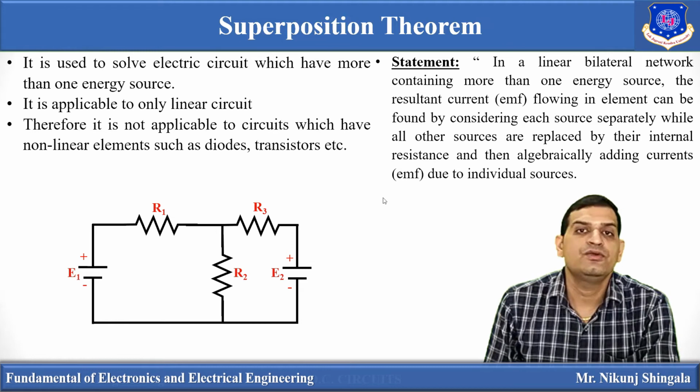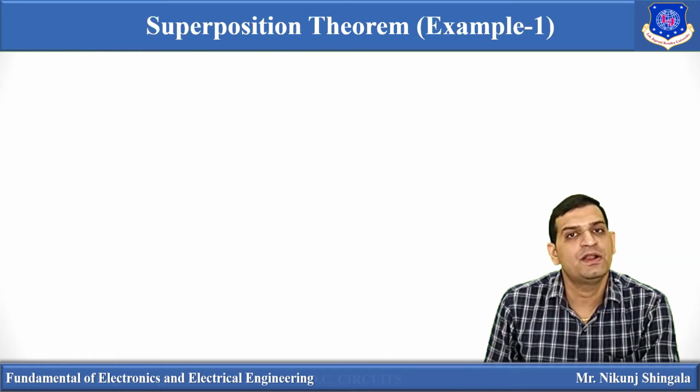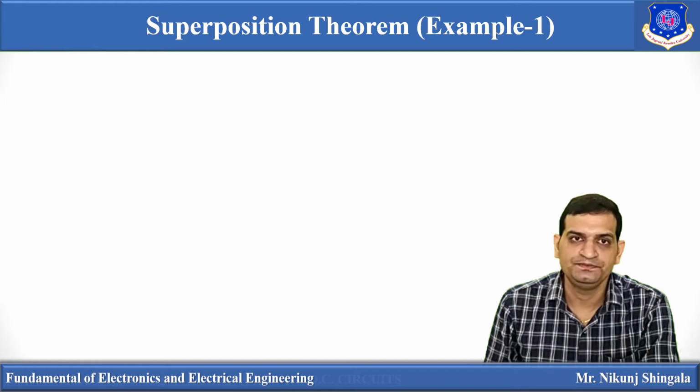And this is the procedure to determine the current flowing through any branch using superposition theorem. This will be clear if I take one example. So let us take one example. Example 1 based on superposition theorem.